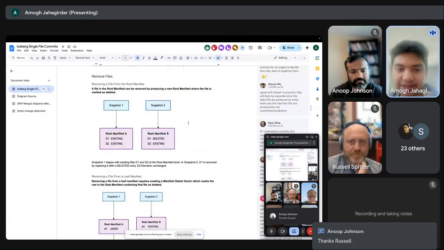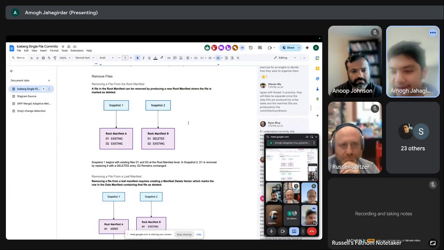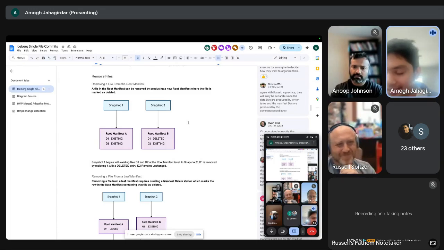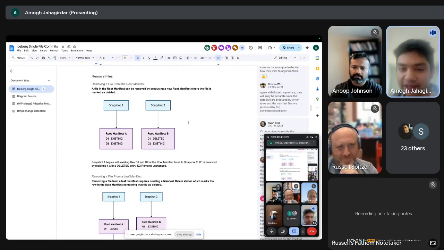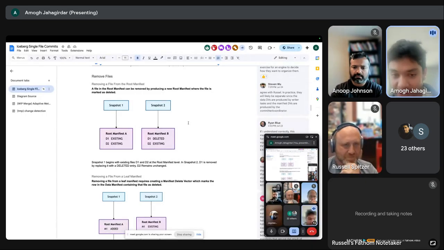Removals can be expressed in technically two different ways. Well, technically three different ways, if it's just at the root. Essentially you could just mark the file that's being removed as deleted, and that just still exists in the root.